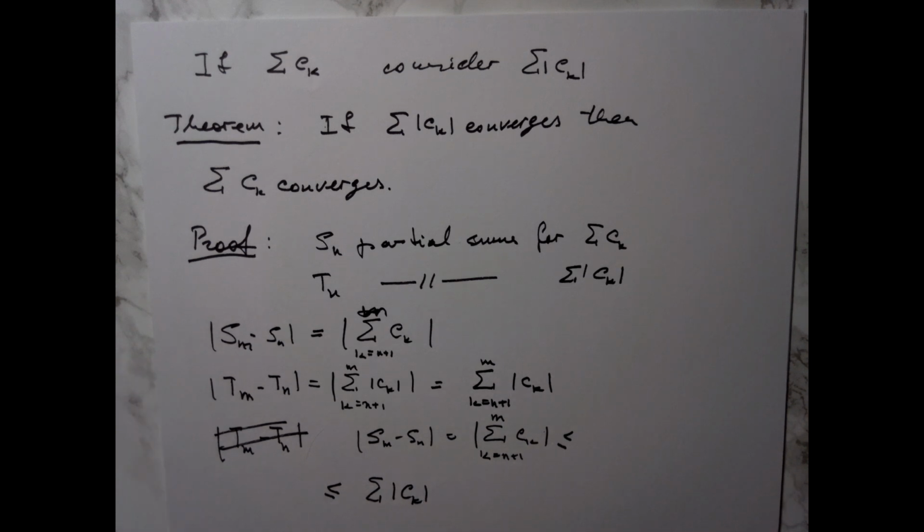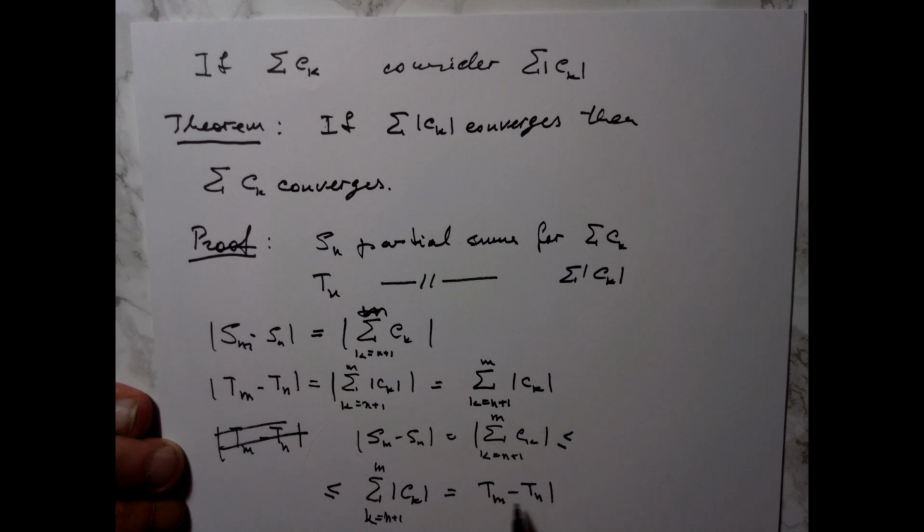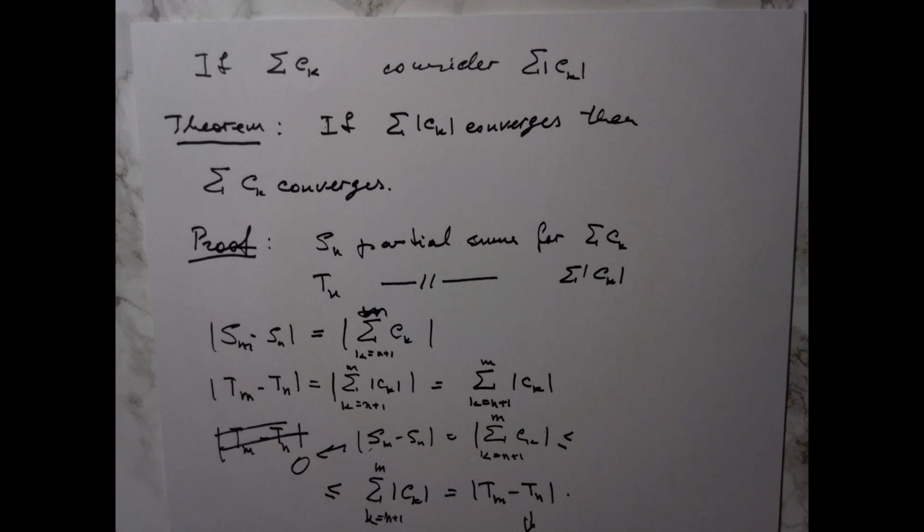Remember, the absolute value of the sums is less than or equal to the sum of absolute values. And what does that mean? That means that this is equal to Tm minus Tn. So if this thing converges to 0, that means that this thing converges to 0. And so we proved the theorem that we wanted to prove.